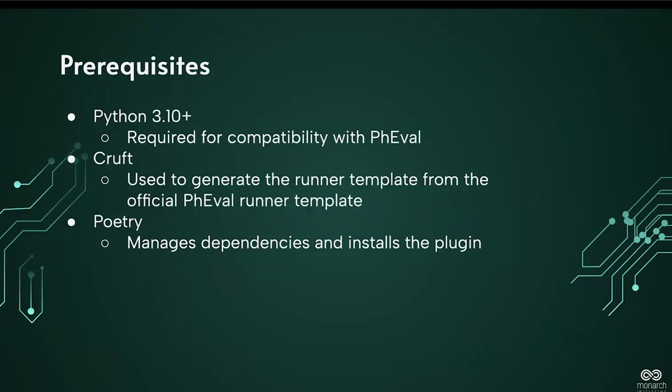You also need Cruft. This is for creating the runner from the cookiecutter template. This is an official PhEval runner template that we have, and it helps organize the project in a manner that helps with separation of code and also fills in some of the admin bits that can be a bit tricky if you don't configure them correctly. Then you also need Poetry, because the cookiecutter template creates a Poetry project, and we use this just to manage dependencies, and it also helps with the plugin features that we have within PhEval.